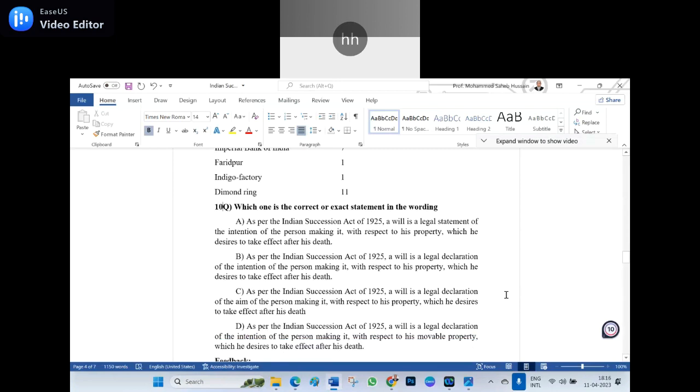Then the last choice is D. As per the Indian Succession Act of 1925, a will is a legal declaration of the intention of the person making it with respect to his movable property, which he desires to take effect after his death. So I read all the four. Which one is the correct and exact statement out of A, B, C, D? Yes, sir. Wrong.